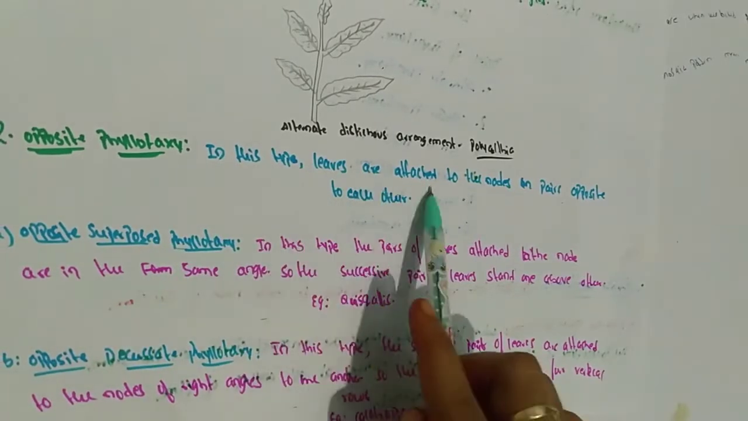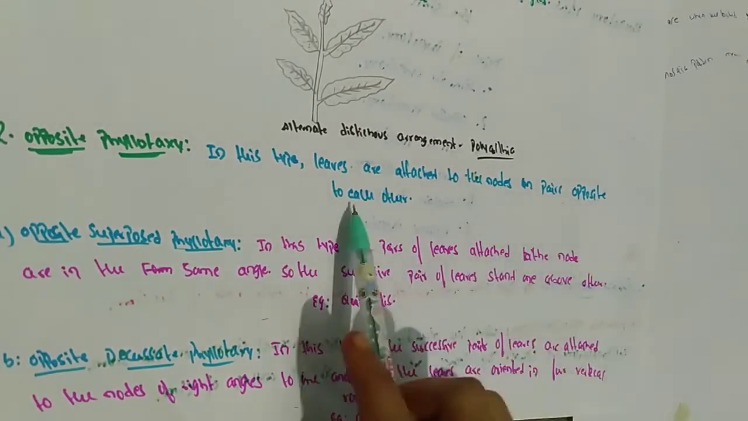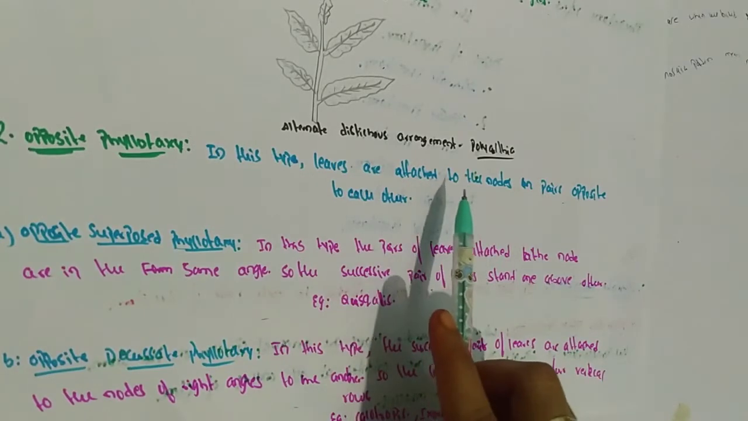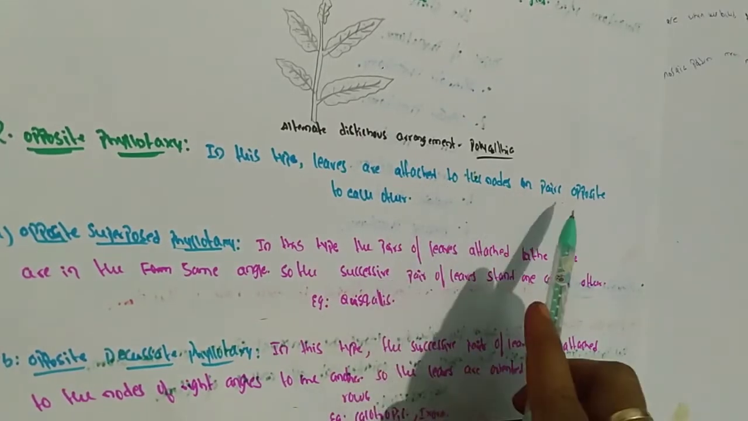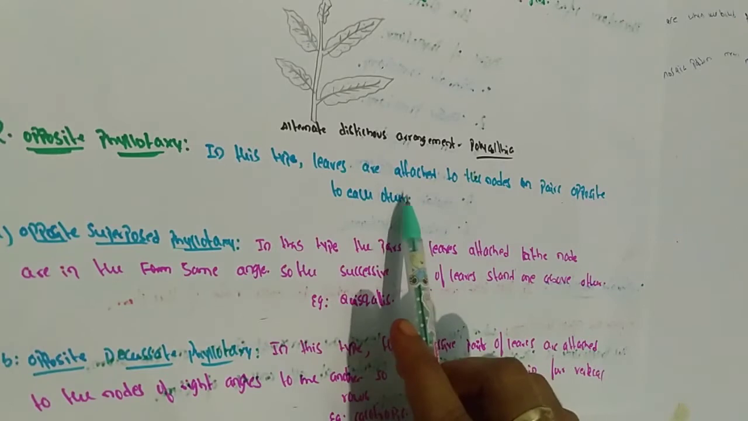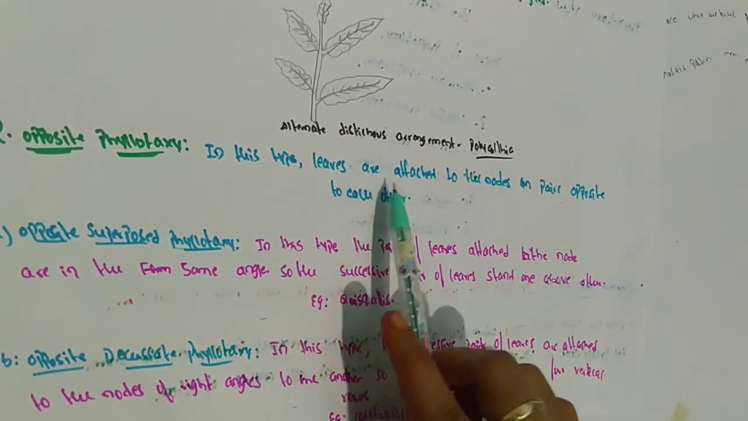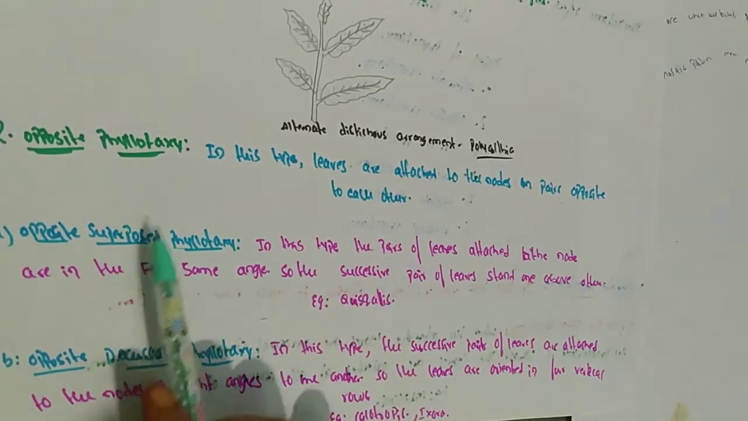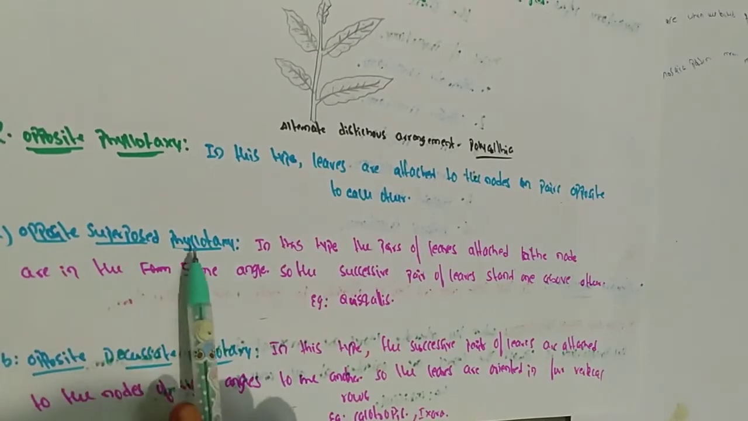Opposite phyllotaxy. In this type, leaves are attached to the nodes in pairs opposite to each other. So the leaves are in pairs attached opposite to each other. In this type, there are 2 types: opposite superposed phyllotaxy.